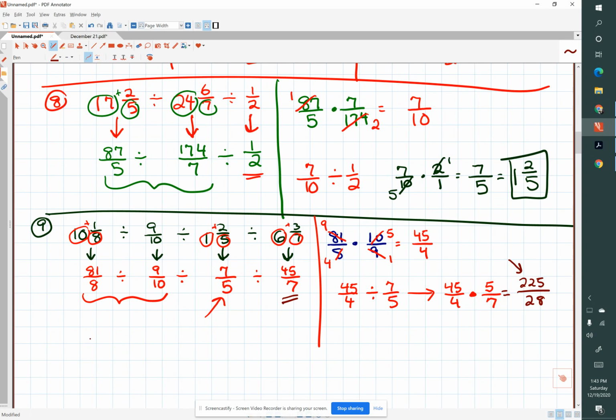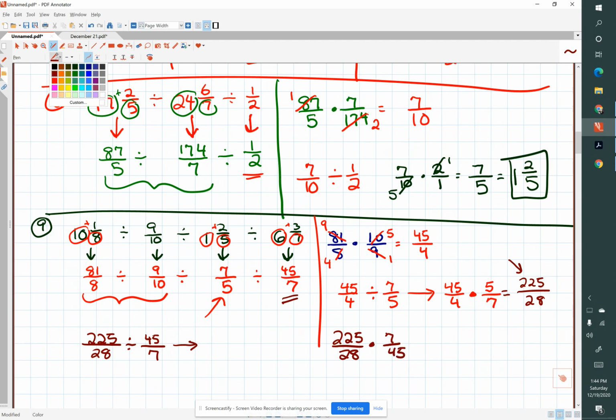So we're going to do 225 over 28 divided by 45 over 7. And in order to do that, we will multiply 225 over 28 by the reciprocal, which is 7 over 45. Now, let's take care of the things that are most familiar to us first. We know that 7 is a factor of 28. 7 divided by 7 is 1. 28 divided by 7 is 4.